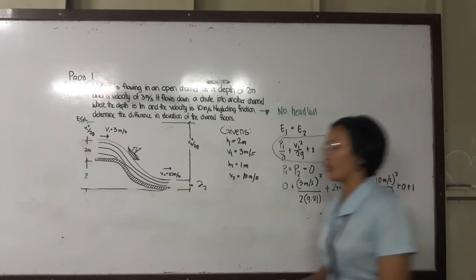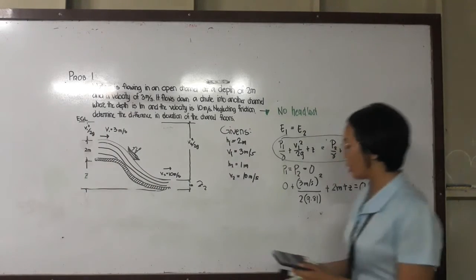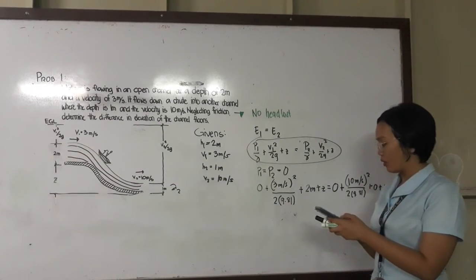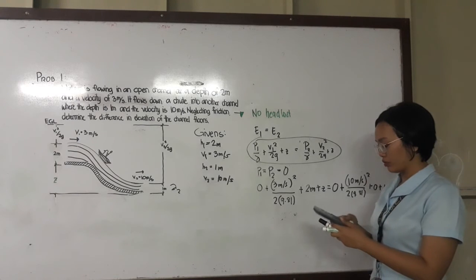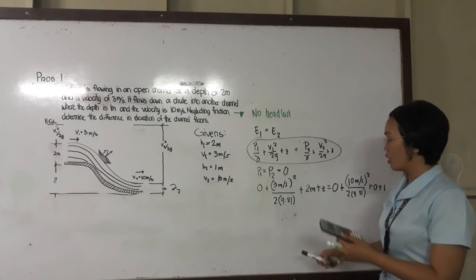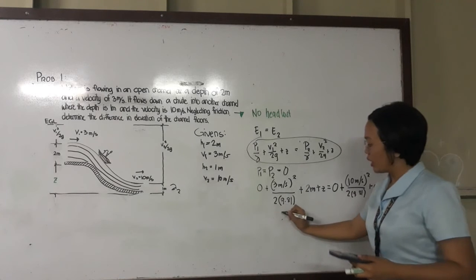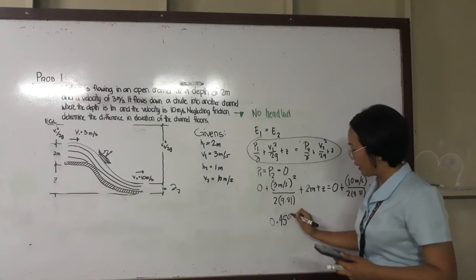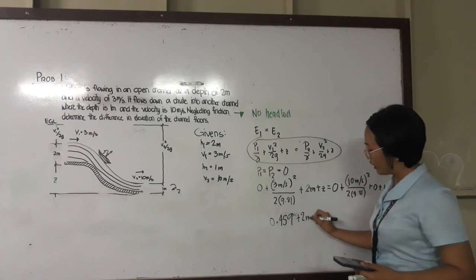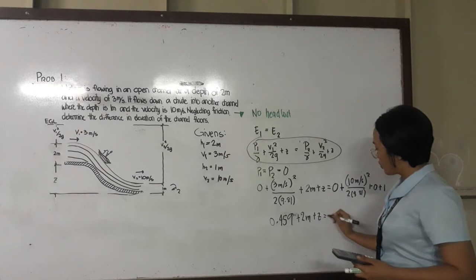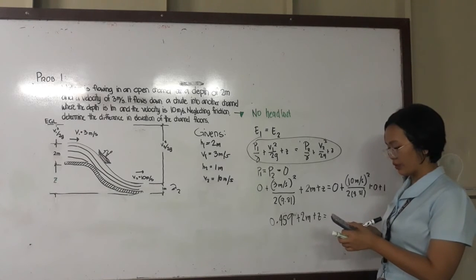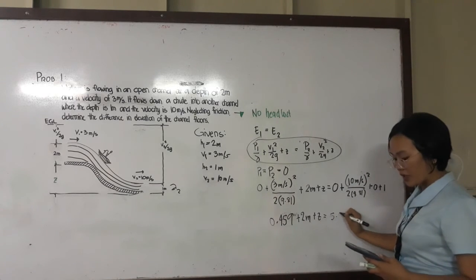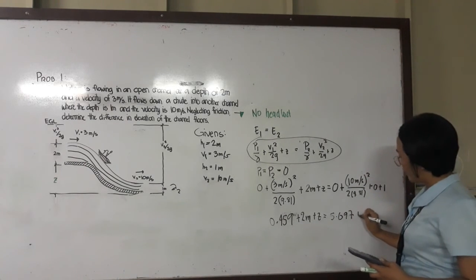So let's solve it. This equation gives us the value of 0.459 plus 2 meters plus z equals 5.097 plus 1.